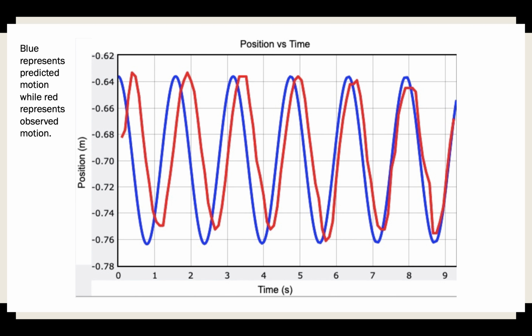Our results. So the blue represented the predicted motion, while red represented the observed motion. As you can see, these are pretty close. Blue is just a translation to the left of the predicted motion that is represented in here.